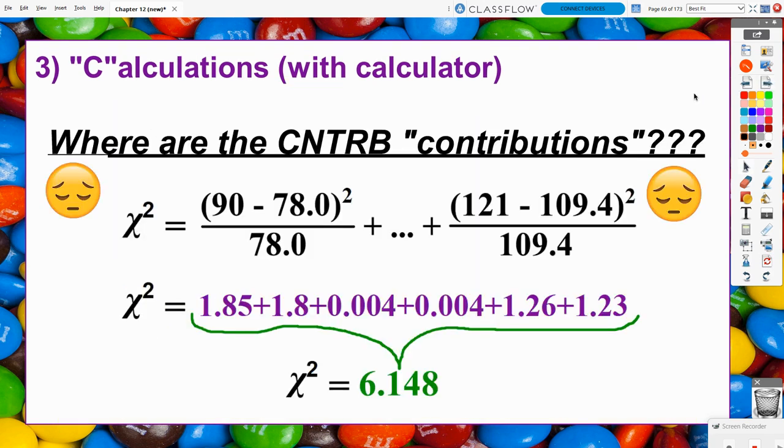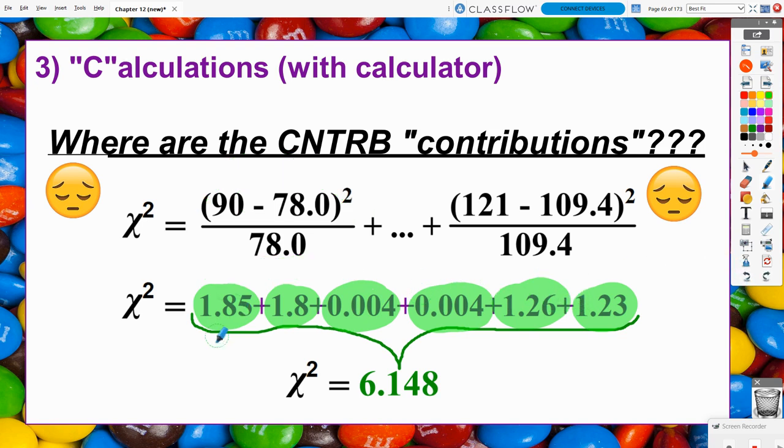Now again, where are the contributions? Unfortunately, we don't have them. So if you need to figure out what the individual contributions are, you have to do them by hand using that observed minus expected squared over expected formula.